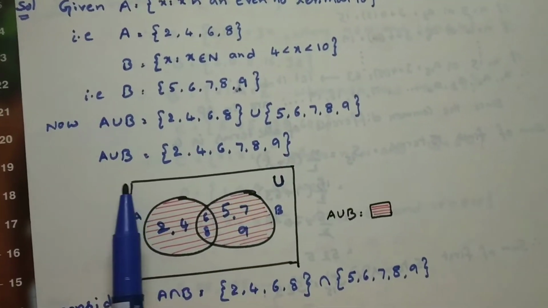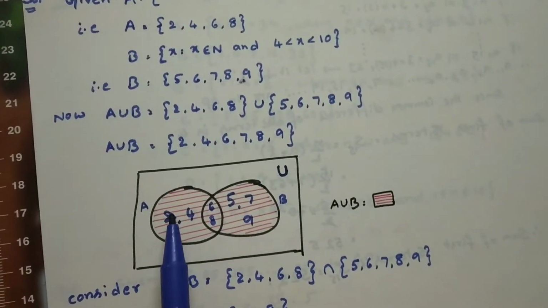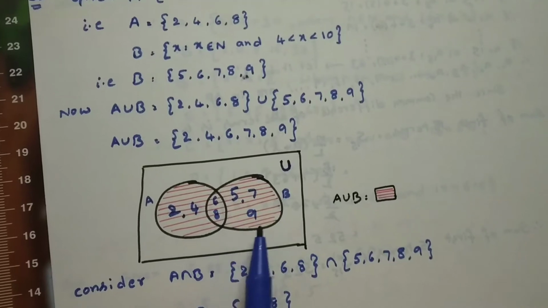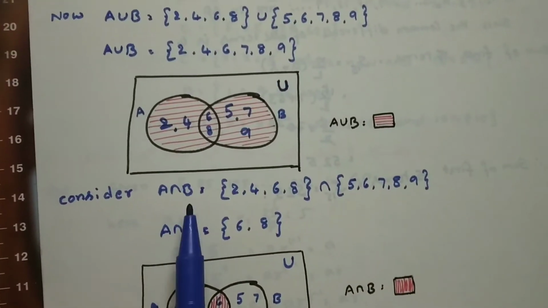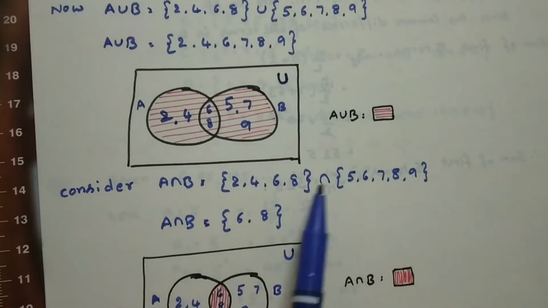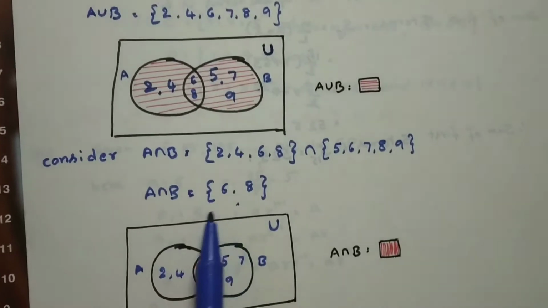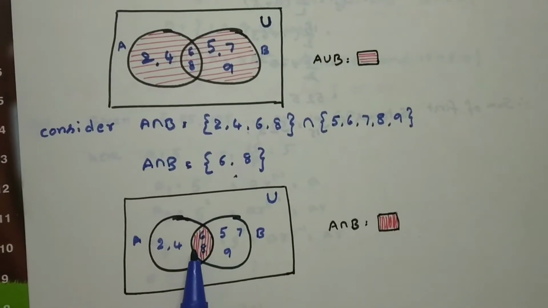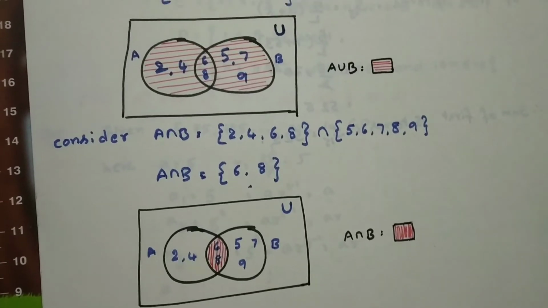Like this. Then you are going to get the Venn diagram, and the Venn diagram A union B means combination of all those. The shaded region is the A union B. Now consider A intersection B, intersection is nothing but whatever the common things, those things you are going to get. So A intersection B is equal to this one. In the Venn diagram, the shaded region, this one will be the A intersection B.